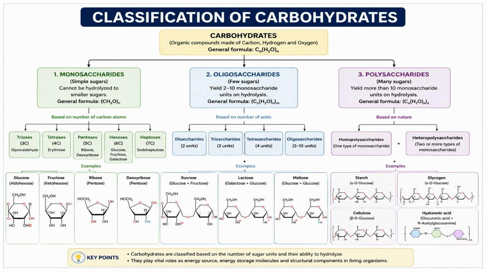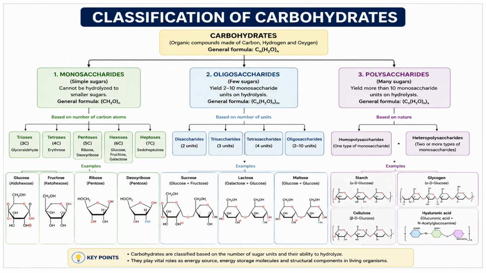2. Oligosaccharides. Oligosaccharides contain a small number of monosaccharide units, generally between 2 and 10, joined together by glycosidic bonds. Disaccharides contain 2 sugar units and are the most common type.